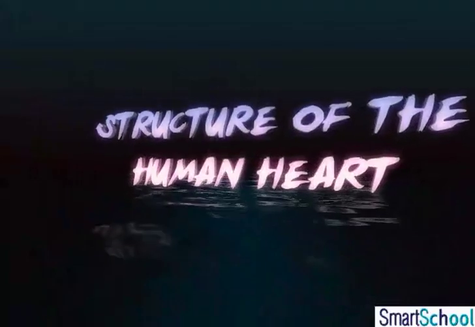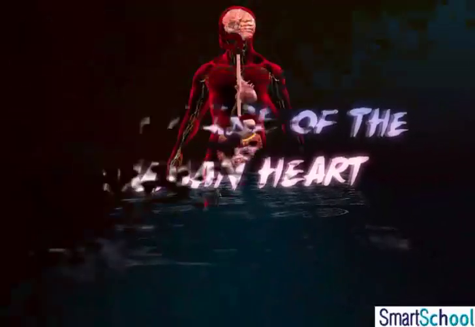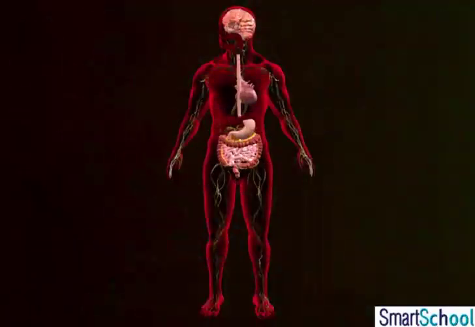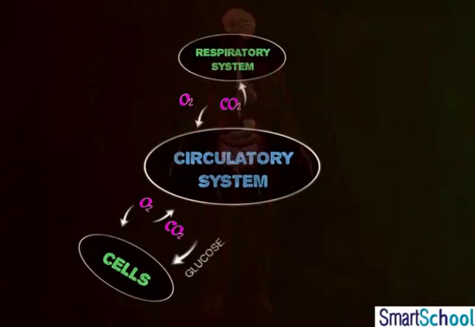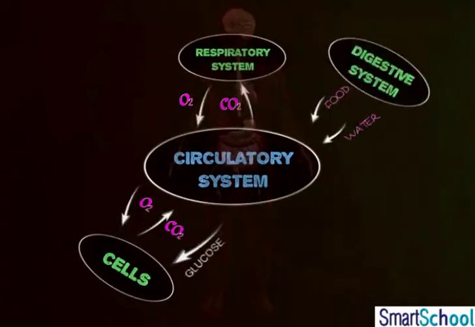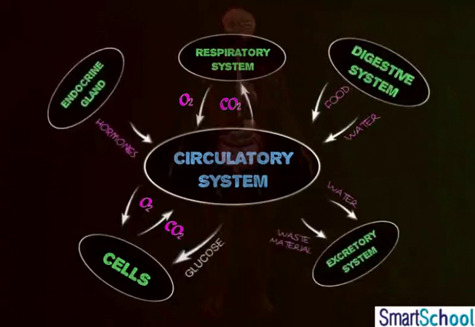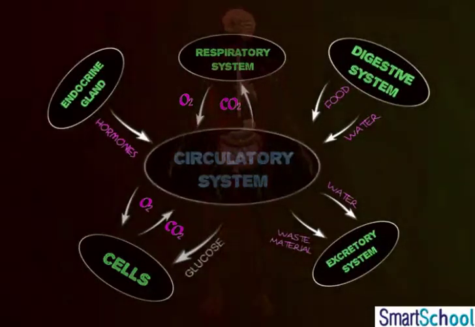Structure of the human heart. In human beings, the transport of substances such as oxygen, carbon dioxide, digested food, excretory products, etc. is carried out by specialized long-distance transport systems constituting the circulatory system of our body.